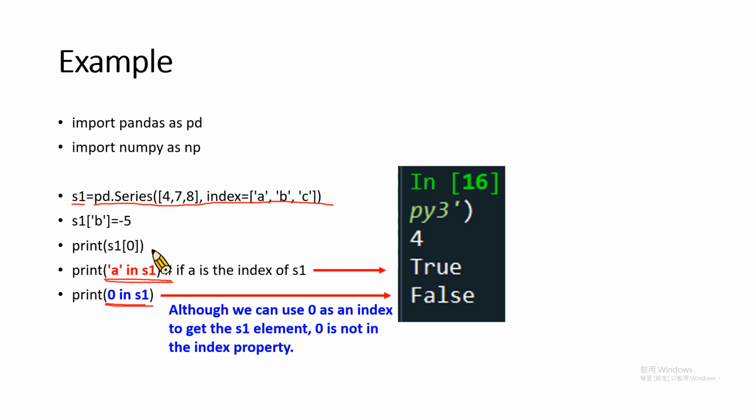Because when you create the S1 series, it means that the index is ABC and the values are 4, 7, 8. These are the values for the series. And you check if 0 is the index of S1. So you check here and you find no, the index is ABC. So 0 is not in the index of S1, so it will print out false.